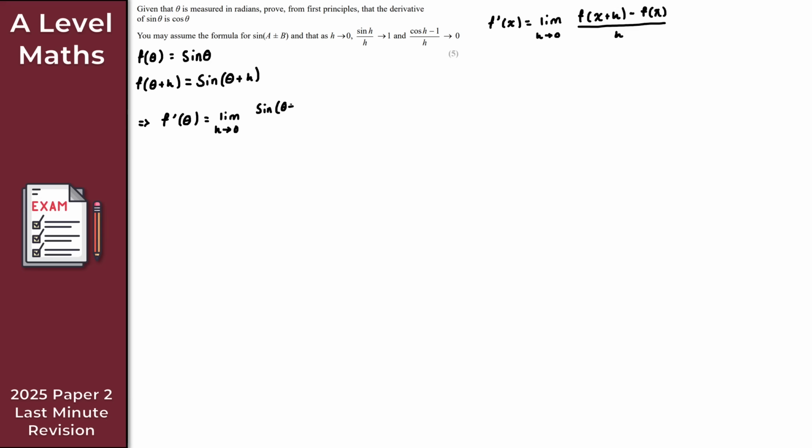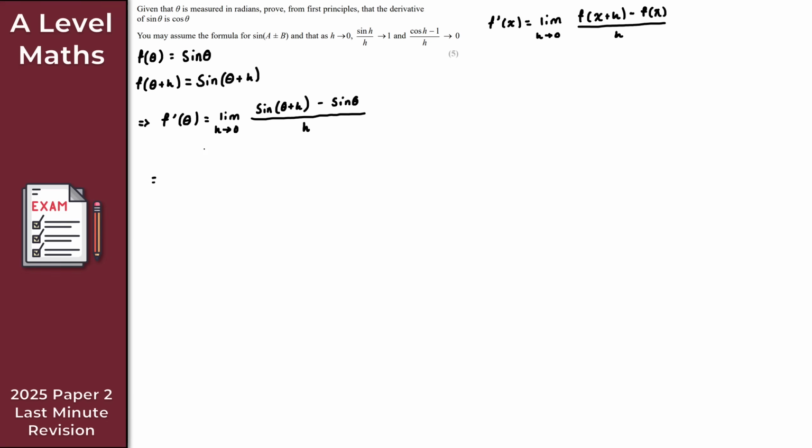So sine of theta plus h here, minus then f of x, so minus f of theta here. So minus sine theta all over h. Okay? So at this point here, the only thing that we can really do then is use this result here, right? Sine of a plus or minus b. So we've got sine of theta plus h. So refer to your formula book then if you don't know this off the top of your head or by heart. But what I get here then is the limit.